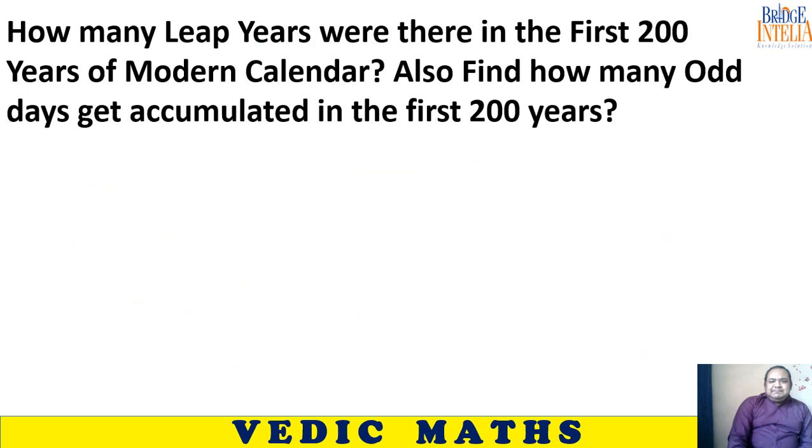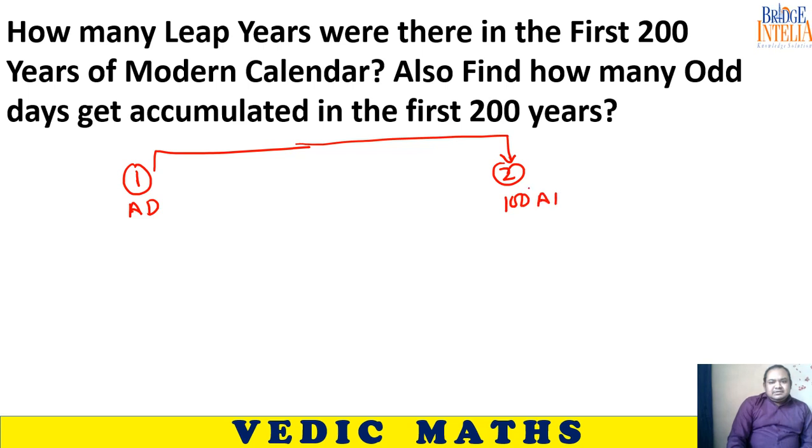So how many leap years were there in the first 200 years? So see, from 1 AD to 100 AD, there are 24 leap years and 5 odd days get accumulated.